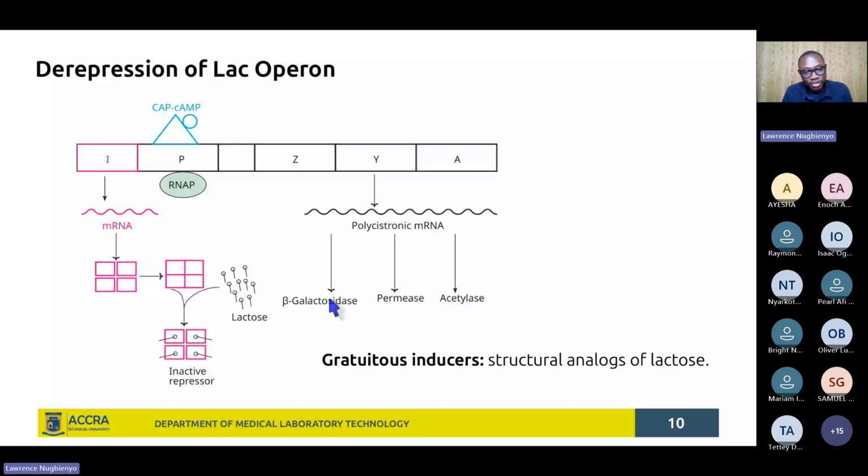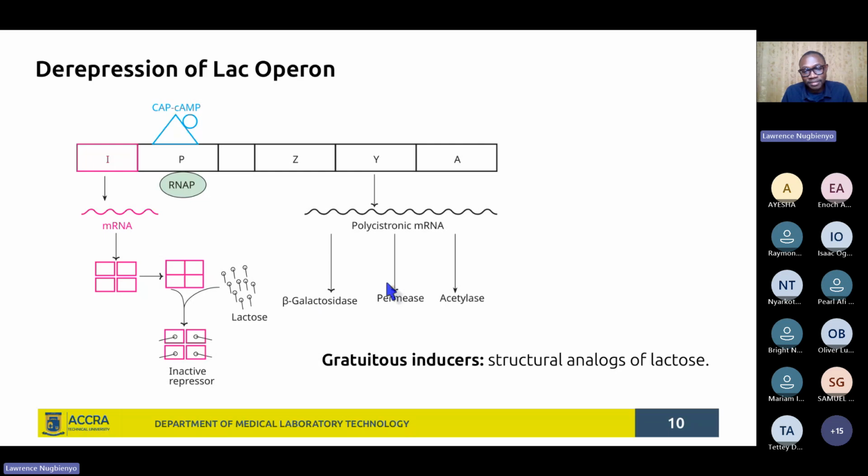And so, because lactose is a disaccharide consisting of glucose and galactose. So galactosidase is responsible for breaking the glycosidic bond between glucose and galactose. The bacteria can now make use of those monomers, those monosaccharides for energy.